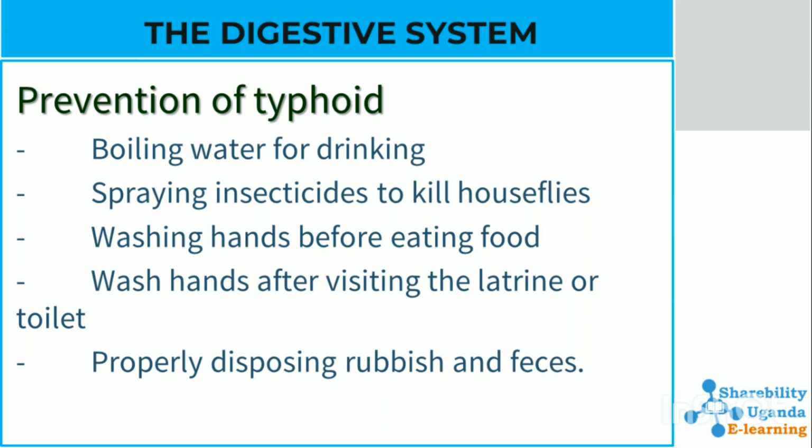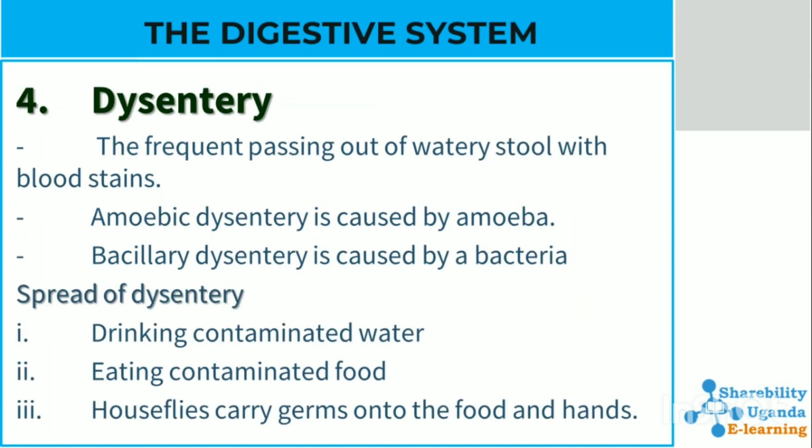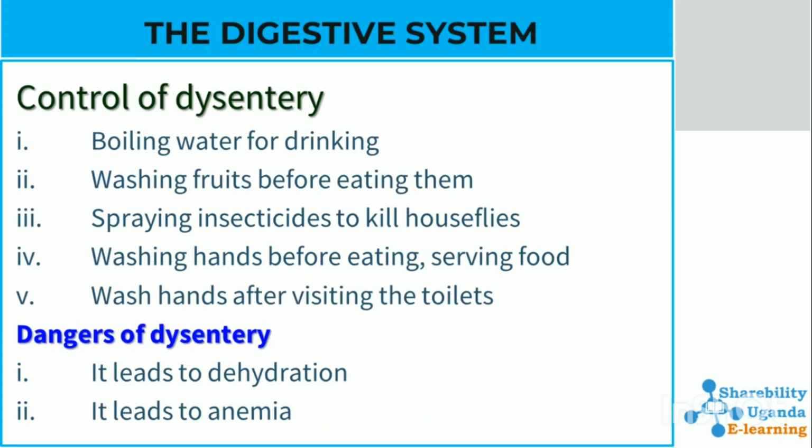Dysentery is another disease of the digestive system, which is the frequent passing out of watery stool with blood stains. We have amoebic dysentery and bacillary dysentery. Amoebic dysentery is caused by amoeba, and bacillary dysentery is caused by bacteria. Dysentery is spread through drinking contaminated water and food. Houseflies carry germs onto the food and then our hands. Control of dysentery: boiling water, and washing hands before eating and after visiting toilets. Dangers of dysentery: it leads to dehydration and anemia, which eventually leads to death.